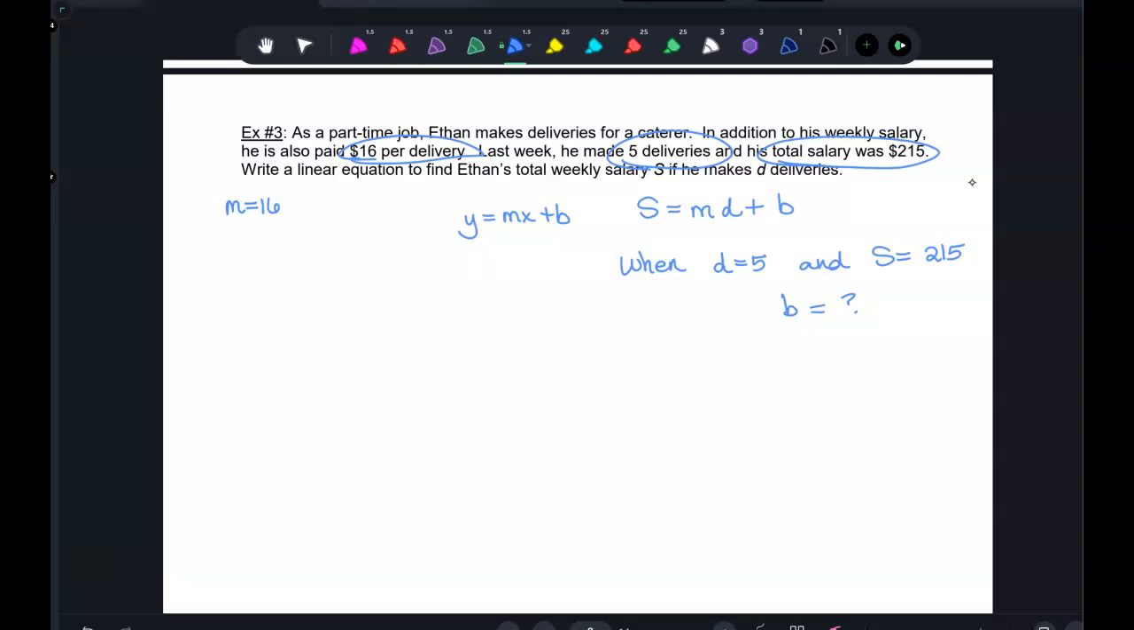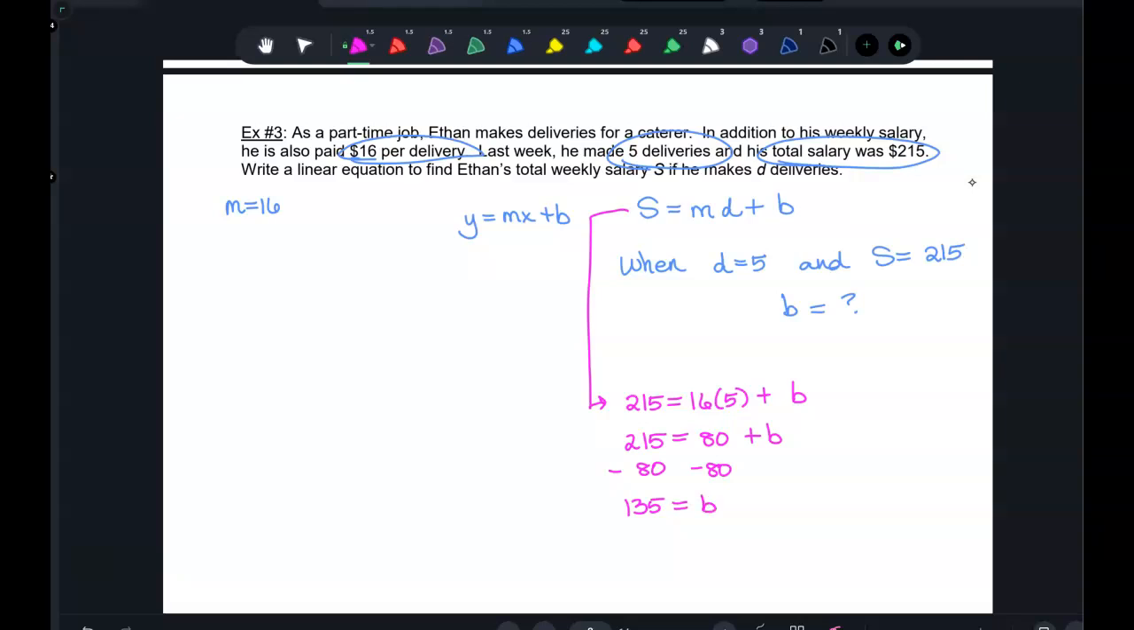Is it 135? Okay, well let's see. Can't just throw out an answer. I need to see supporting work. First you get 215 equals 16 times 5 plus B. 16 times 5 is 80. That's how much he made with the deliveries. So I'm going to subtract 80 from both sides, from 215, and then you get 135 equals B.